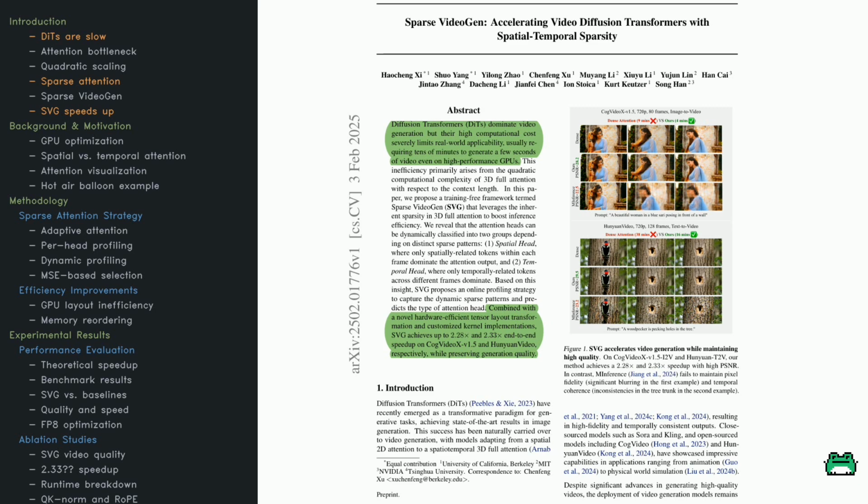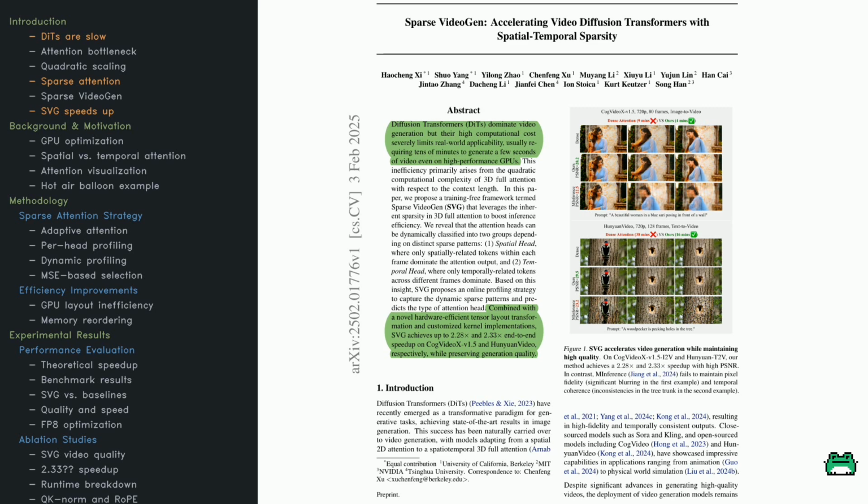Enter Sparse VideoGen, SVG. This method speeds things up without any extra training, by leveraging the inherent sparsity in how attention works. Here's the key insight. Attention heads in these models naturally split into 2 types. Some focus on spatial relationships within the same frame, while others handle temporal connections across different frames. SVG profiles these patterns dynamically and applies optimizations based on whether spatial or temporal attention is dominant.